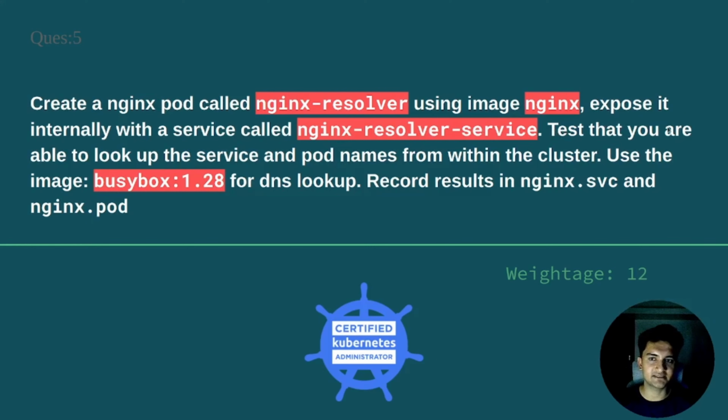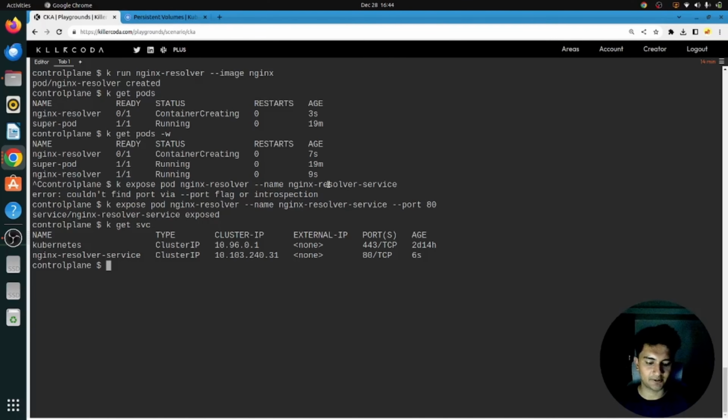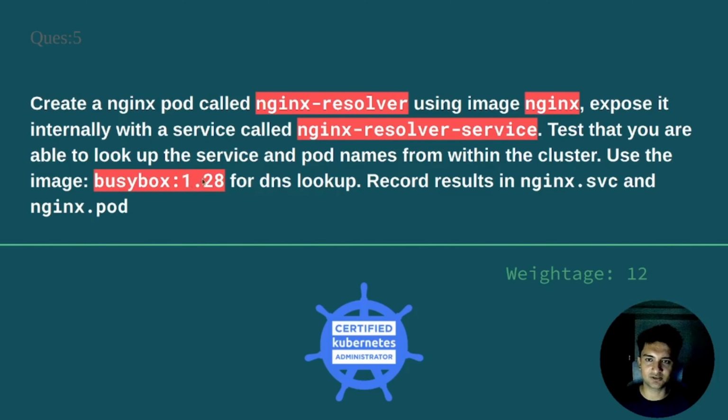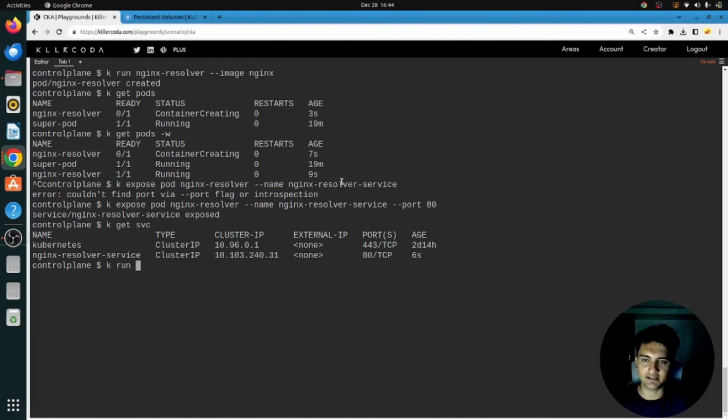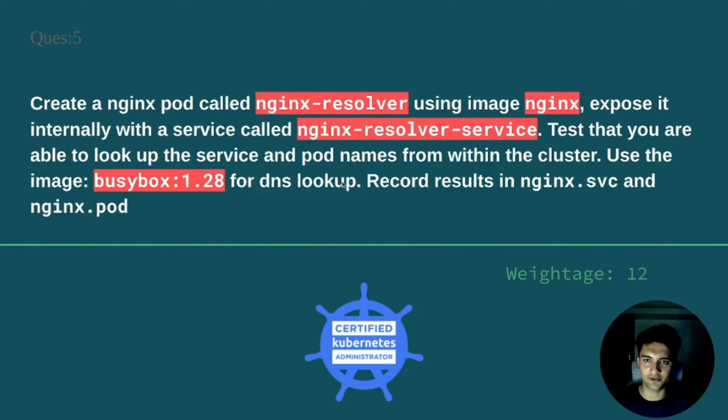We now need to test that we are able to look up the service and the pod from within the cluster. And to test that, we need to create another pod. So I would create a pod with this image busybox 1.28. Let's name this as anything. So I'll say test-dns. And the image I want to use is going to be busybox 1.28.